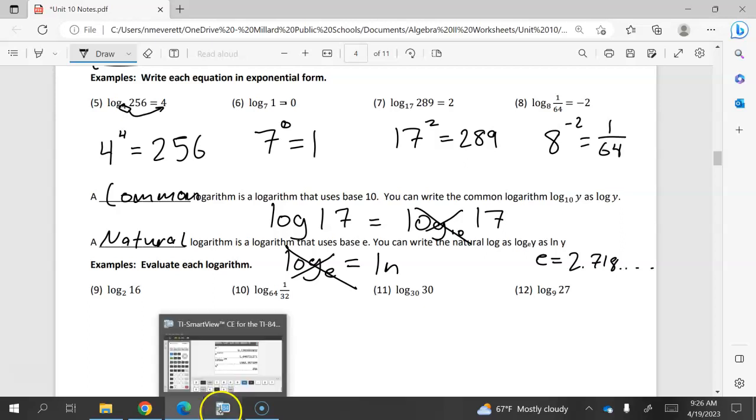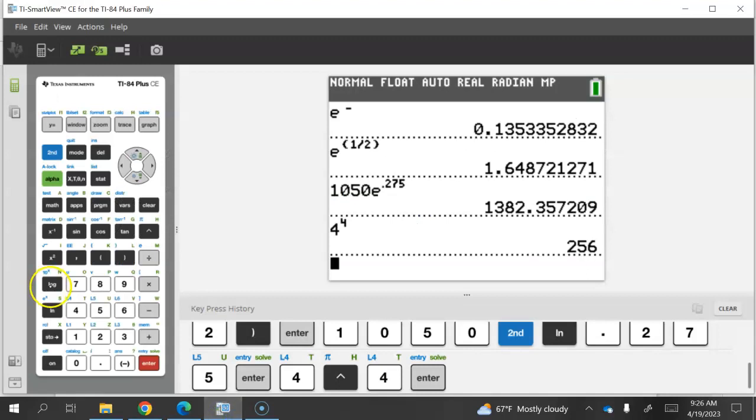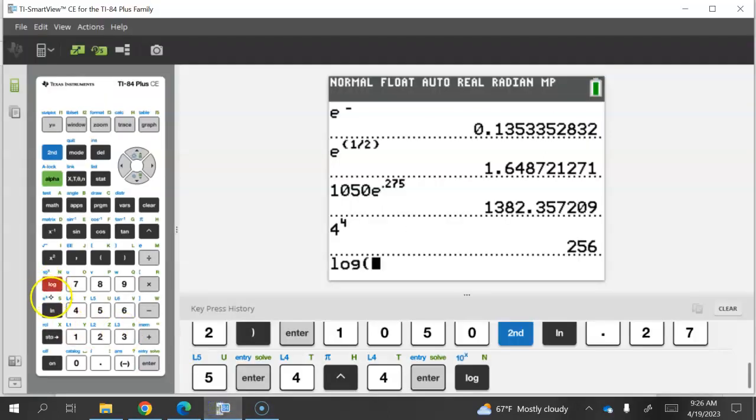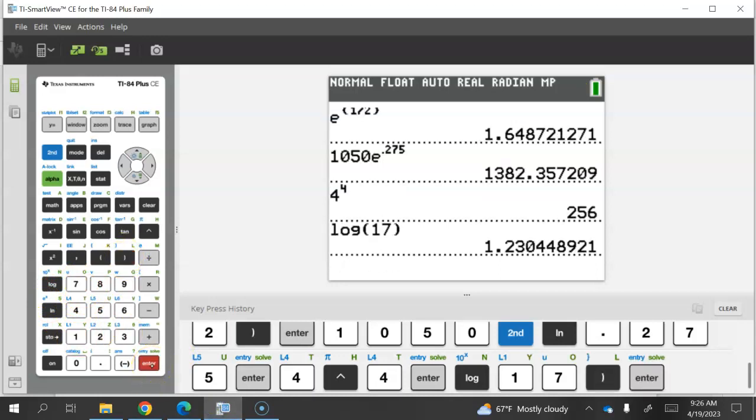Now, how that helps you with calculators. Most calculators, again, this is a TI-84, so it's a graphing calculator. Some of you might have this, some of you might not. But most calculators out there, you should see a LOG button and an LN button. So for that one that I talked about, if you're finding the log of 17, all I got to do is type log, do 17, close it up, click enter.